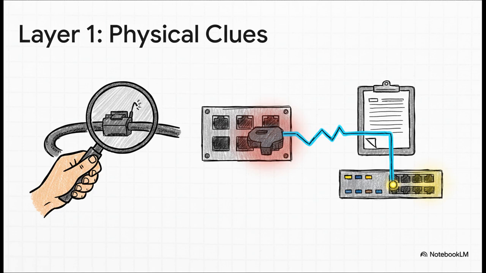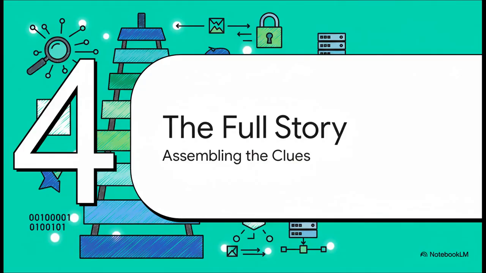At this last layer, the investigator has to get their hands dirty. They're physically inspecting cables for wiretaps. They're looking for unauthorized little devices plugged into network ports. They're digging through switch logs to see which physical port a suspect's MAC address was connected to. This is how you prove, without a doubt, that the attack came from the laptop plugged into the third desk in the accounting department.